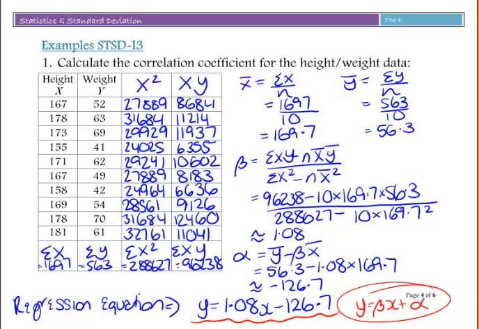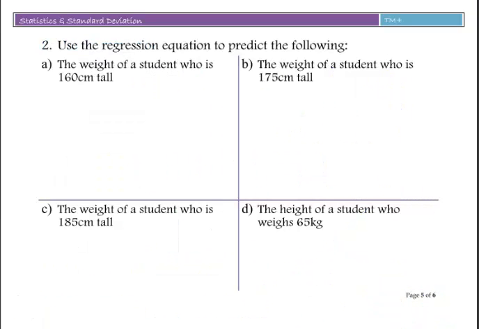Remember that in this case we haven't been given variables, so we don't have height as h and weight as w. If you are though, you'd have to use those variables, you can't just use x and y. So let's look at the next question.